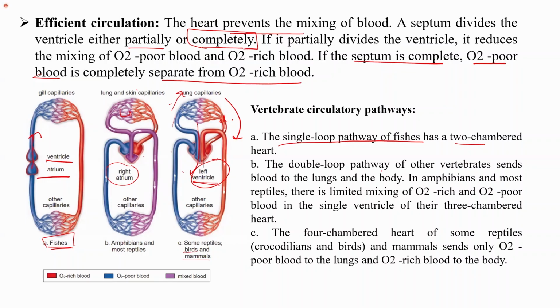Basically what happens is the double loop pathway of other vertebrates like amphibians and reptiles send blood to the lungs and the body. So in amphibians and most of the reptiles, there is a limited mixing of oxygen rich and oxygen poor blood in the single ventricle. In this case, you can see here that there is a single ventricle, and in the single ventricle, there is a slight mixing of the blood that can happen. So it is a 3-chambered heart, but it is a double circulation.